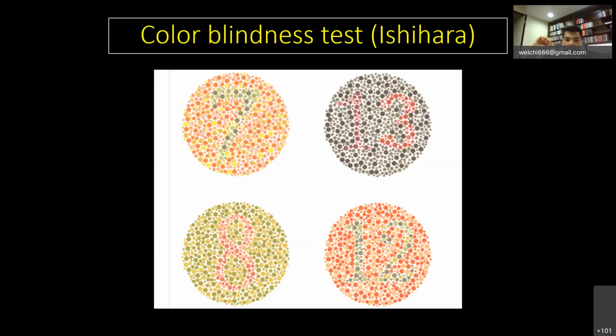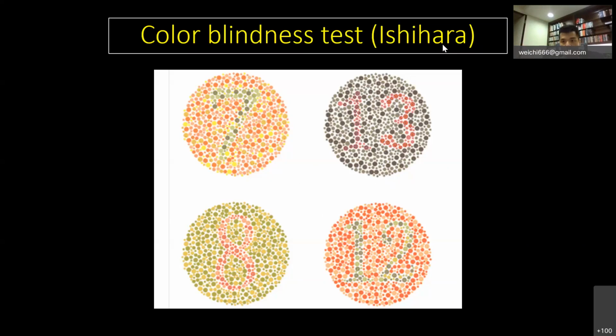cone cells, three kinds of cone cells that could differentiate red, yellow, and green. So if you confuse one of the colors with another, you would not be able to identify these numbers on the chart. So this Ishihara chart is actually very primitive. Also, it's not so well standardized. So this is suitable only for massive screening, only because it's easy to use.